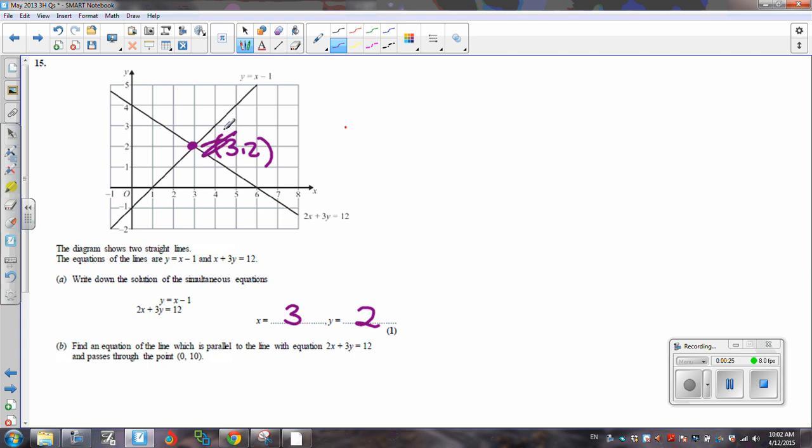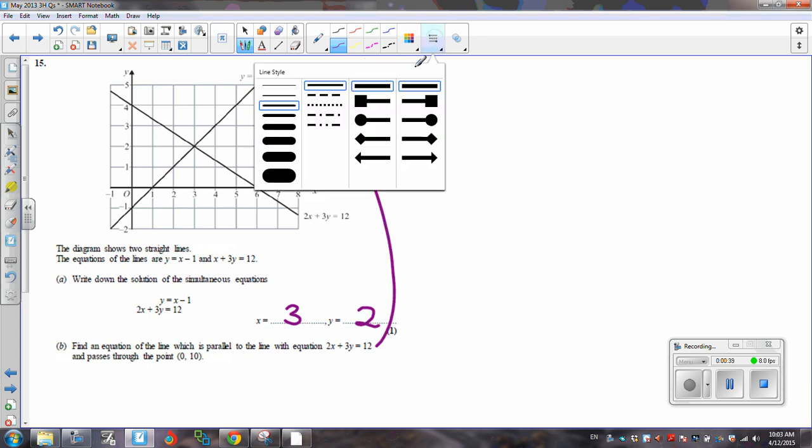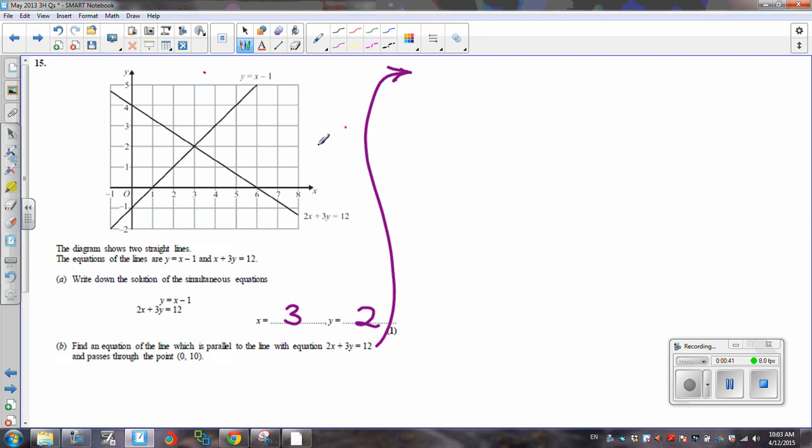Let's just rub those out. Okay, next bit of the question says, find an equation for the line which is parallel to this one. Now, parallel lines have the same gradient. So the first thing I'm going to do is work out the gradient of this line here. If we've got 2x plus 3y is equal to 12, and I want to work out the gradient, I've got to rearrange it to the form y equals mx plus c.